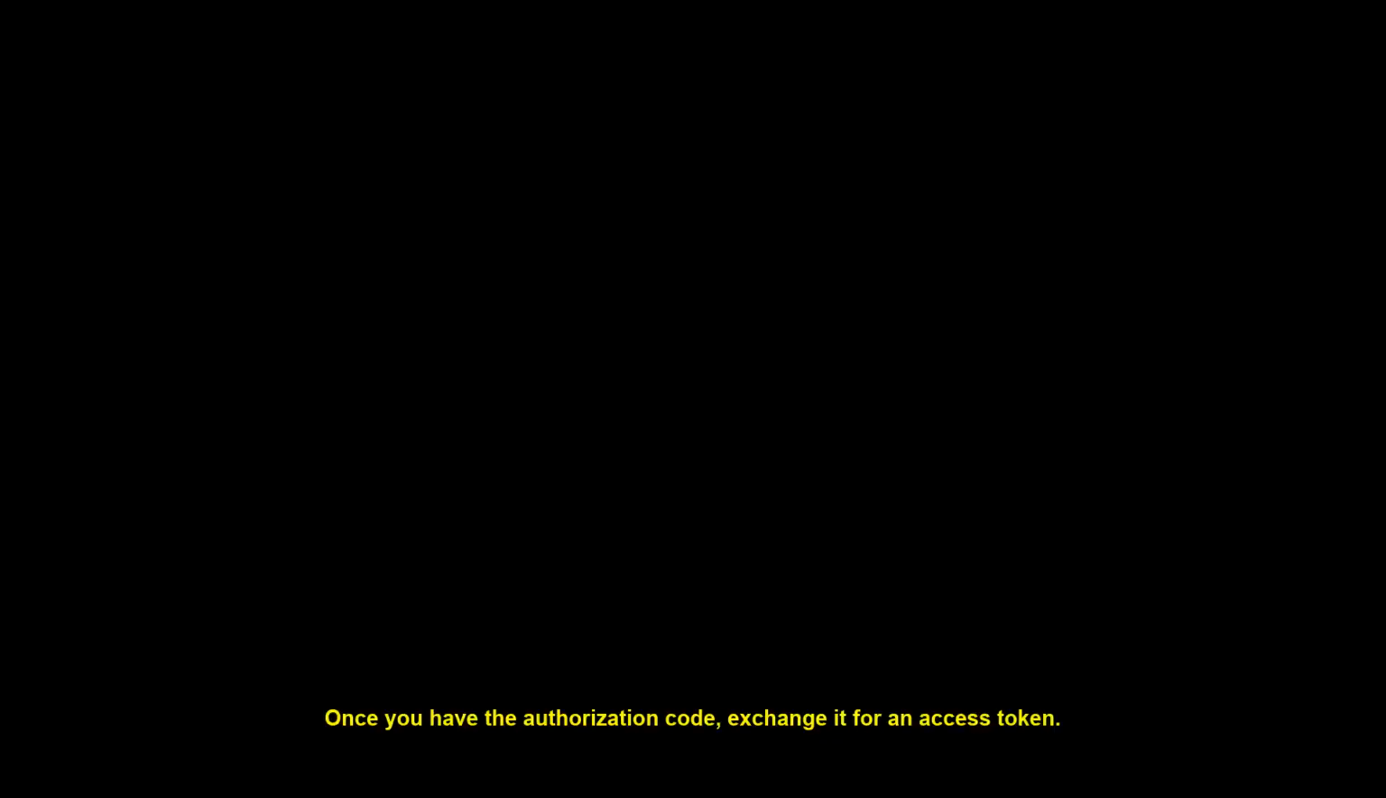Once you have the authorization code, exchange it for an access token. Make a POST request to the TD Ameritrade token endpoint with your API key, authorization code, and redirect URI. Ensure that you include the grant type as authorization_code in your request.